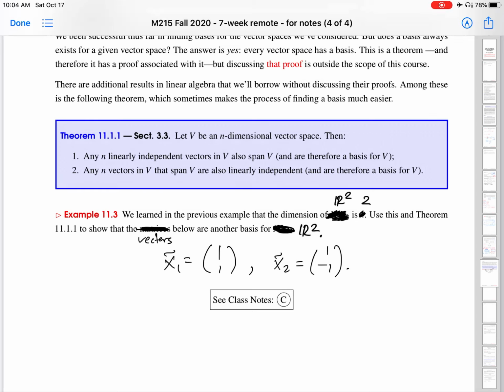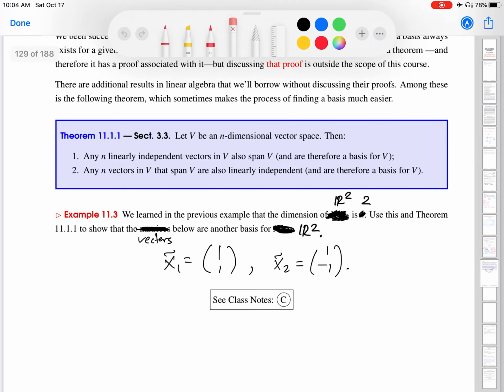Hi, this is Professor Fernandez, and we're going to work on class note C in lesson 11. So the point of this example is to help you understand and work through this theorem up here. So let's talk about it.